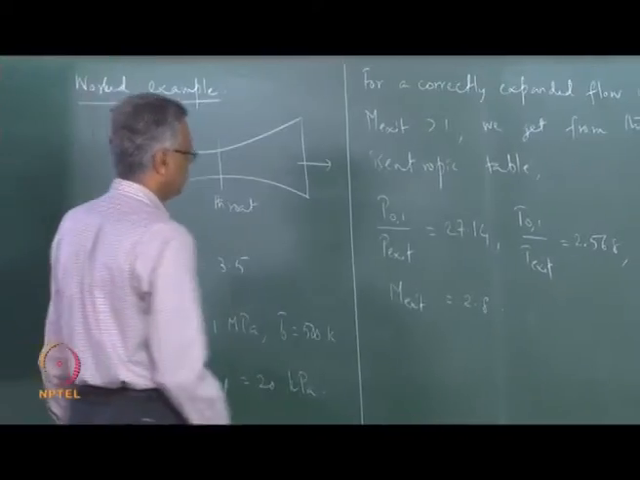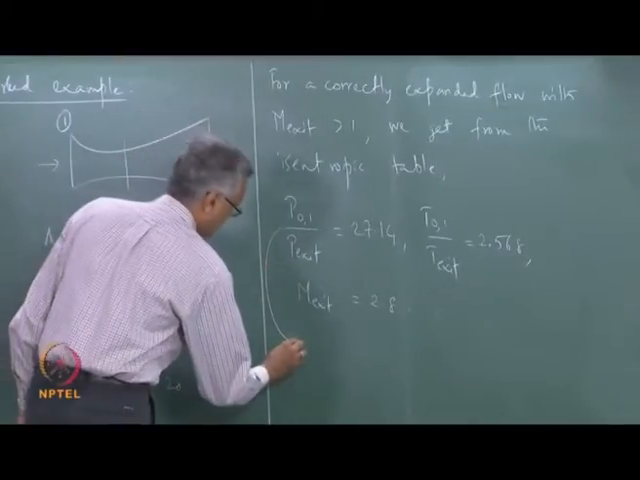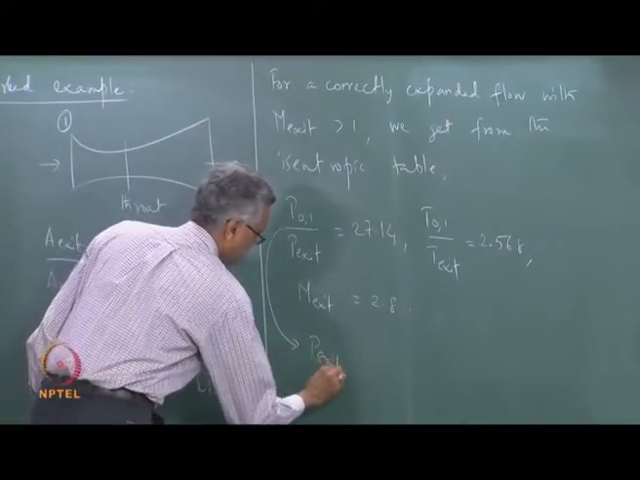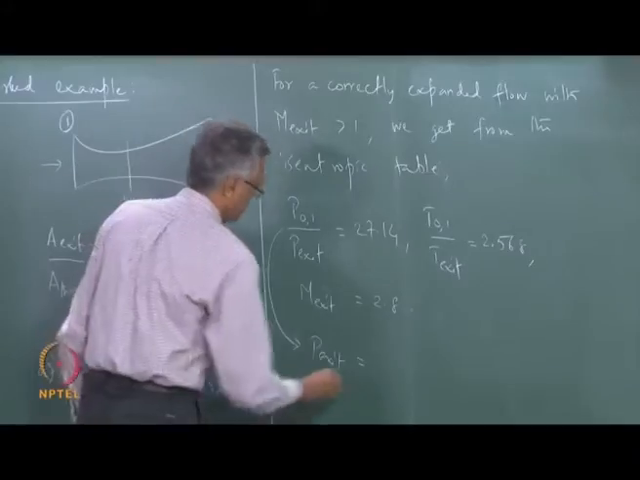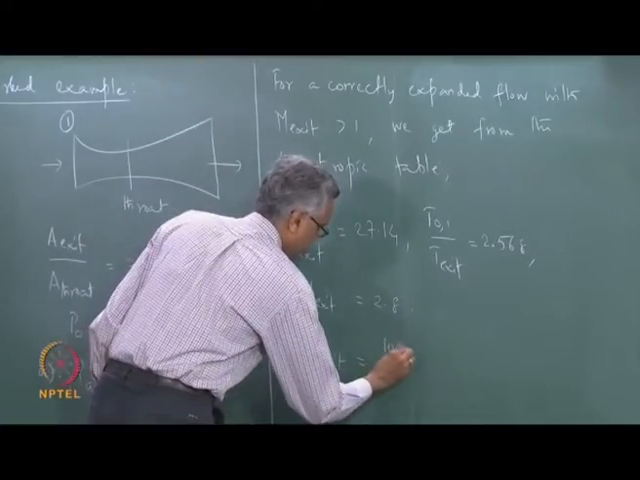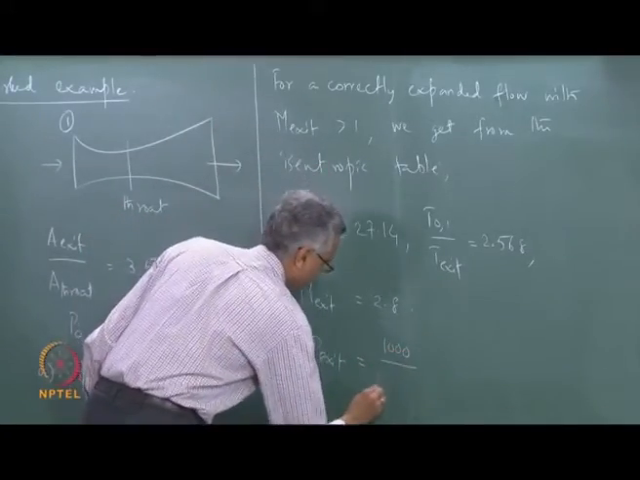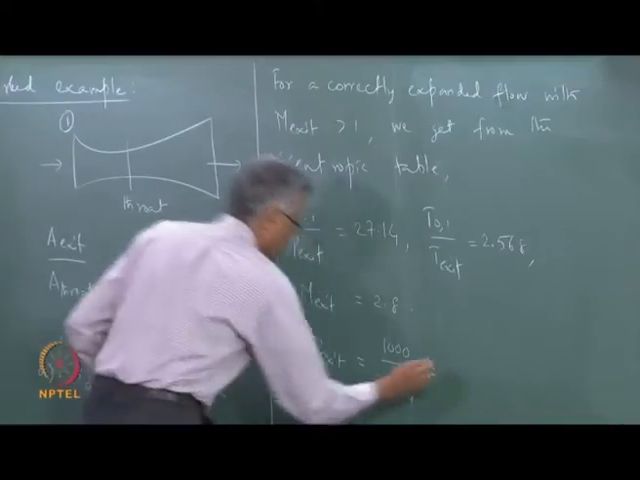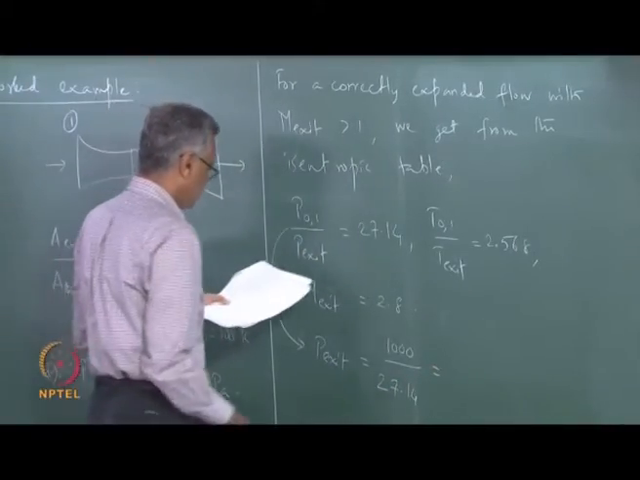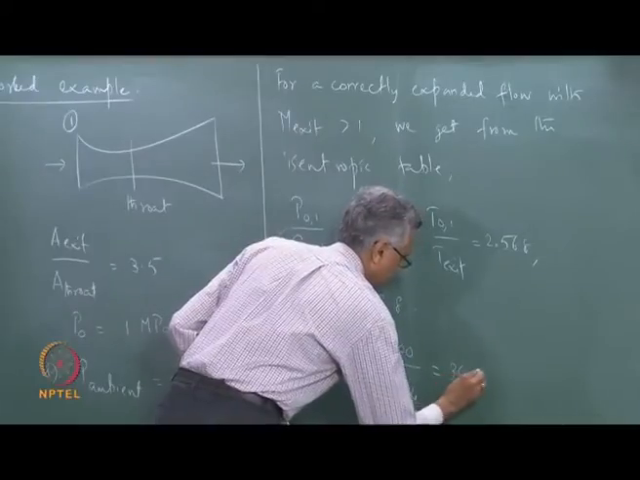Since P01 is known, from this I can calculate P exit is equal to P01, which is 1000 kilopascal, divided by 27.14. So, that gives me 36.85 kilopascal.